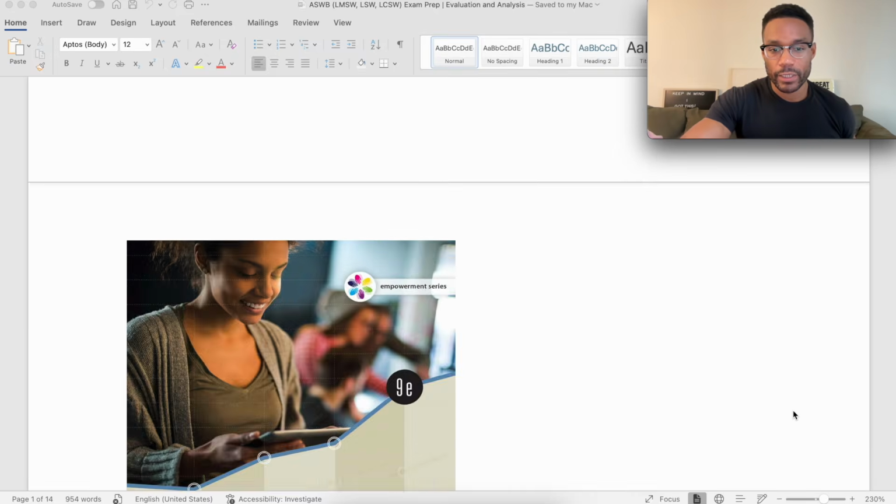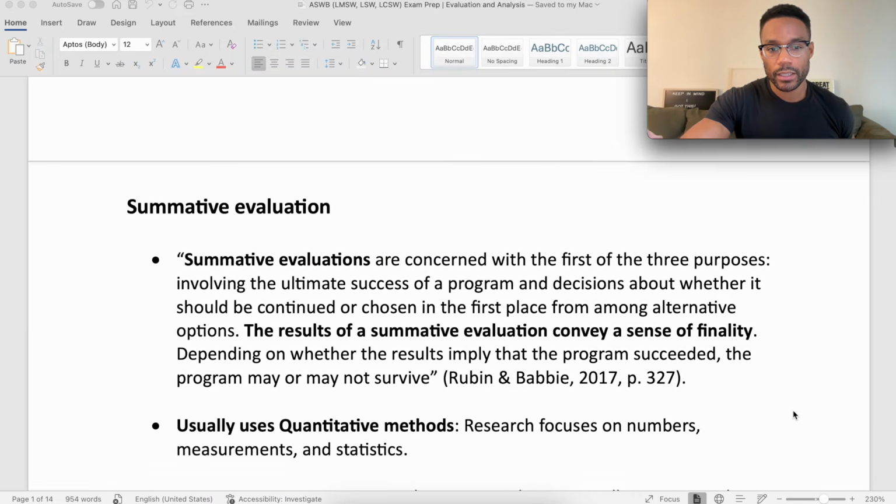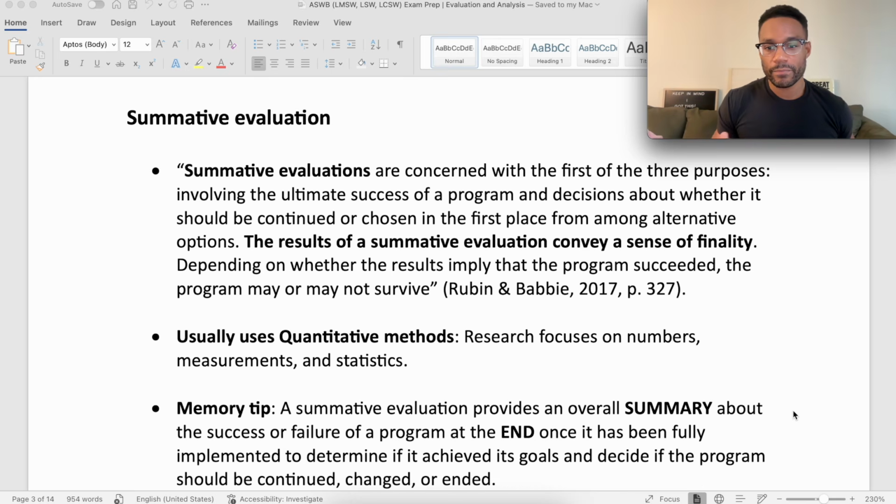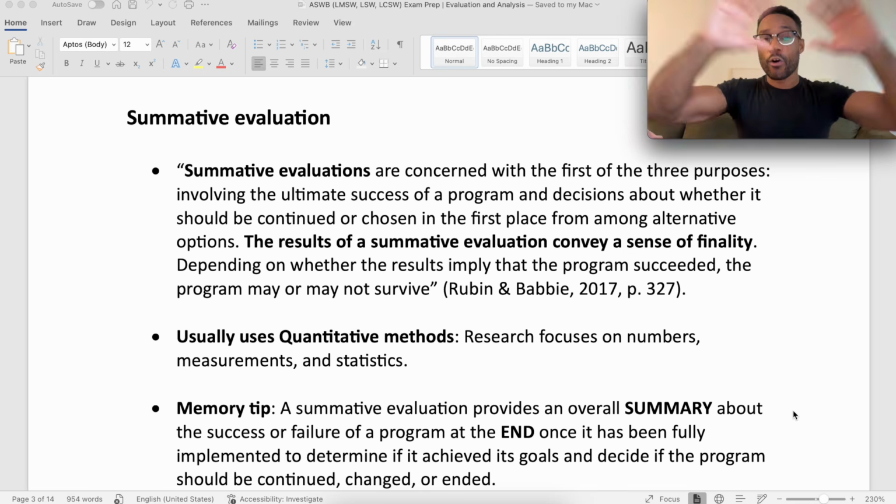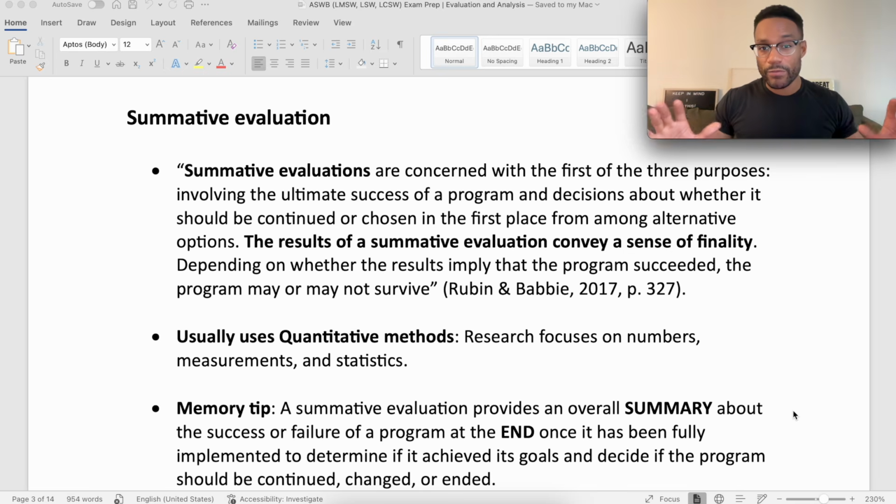Again, going over summative evaluation, formative evaluation, cost effectiveness analysis, and cost benefit analysis. As a real quick recap, summative evaluation occurs at the end. It gets a summary of the overall outcome of everything once it concludes to see, hey, should we continue, make some improvements, or does it just make sense to ditch it based off of the results that we found?